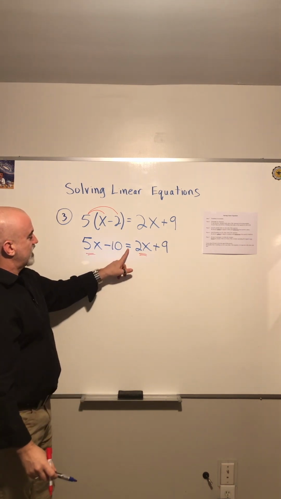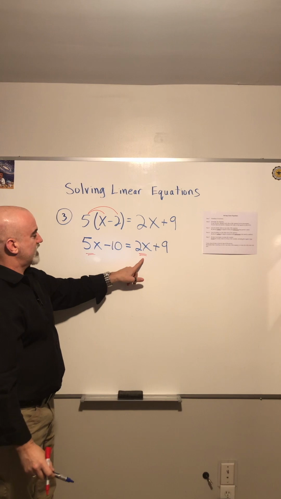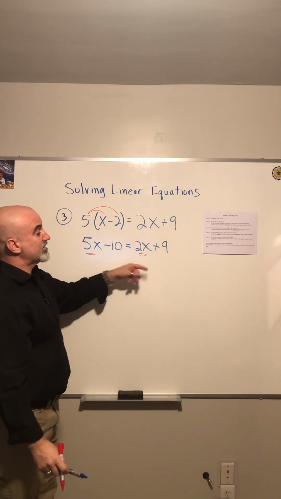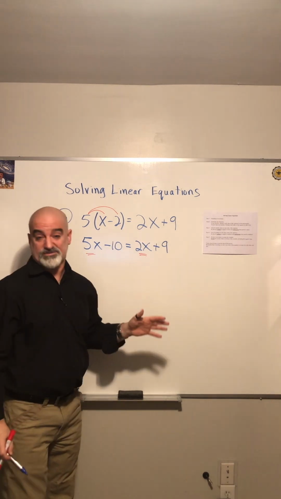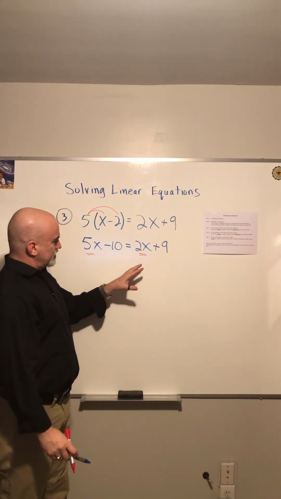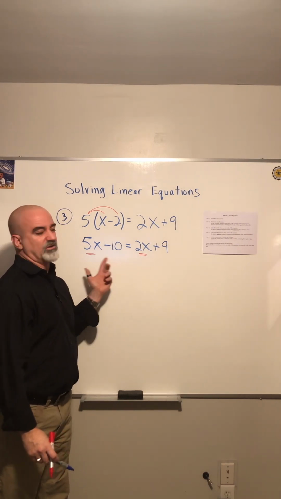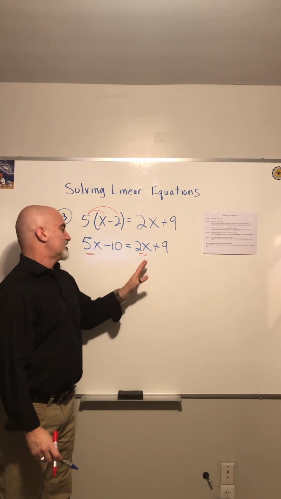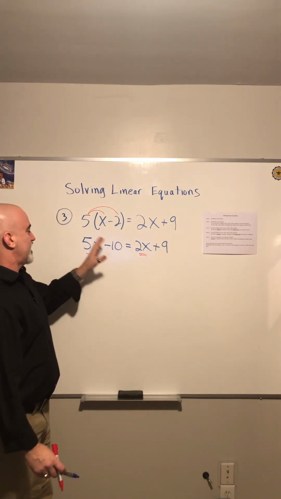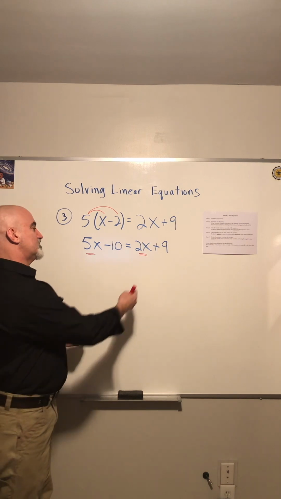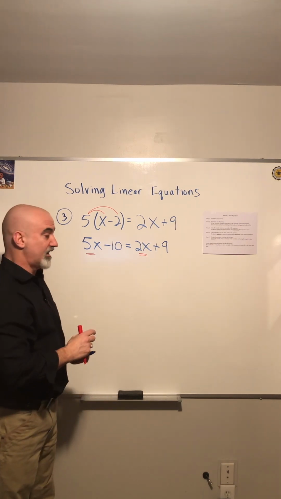Here's the equal sign. I've got 5x on the left, 2x on the right. We want to get them on the same side. It doesn't matter which side. A lot of times you'll just pick based on if there's going to be a negative introduced, or sometimes it's just more convenient to have the x on the left. So a lot of times we'll just put them on the left, but it doesn't matter which side.